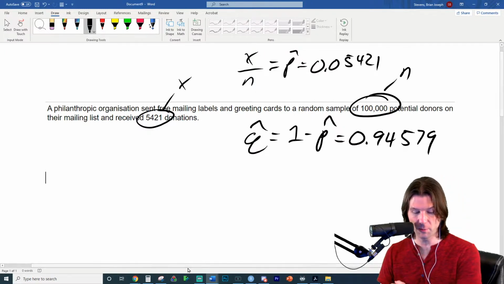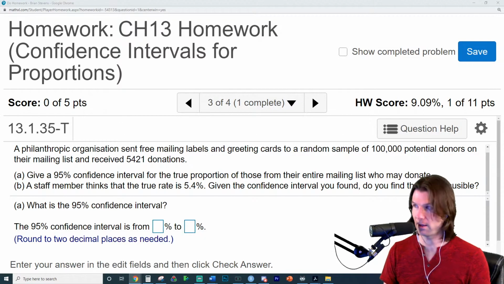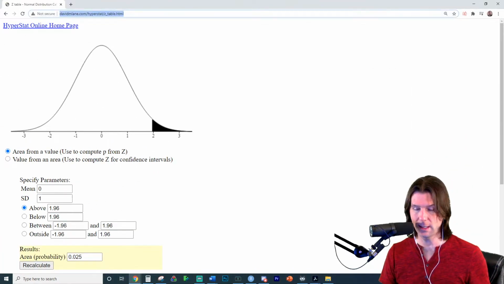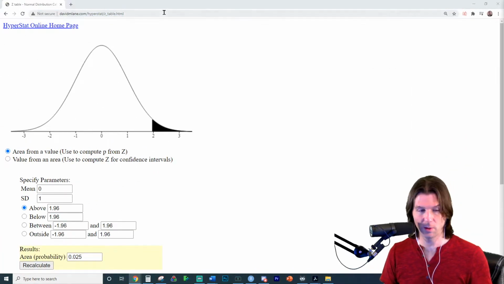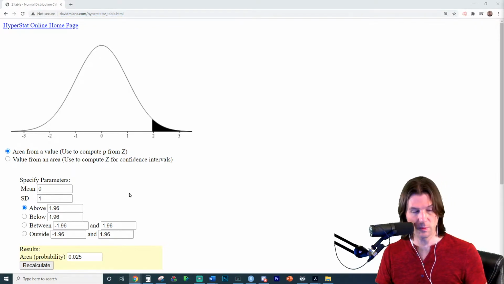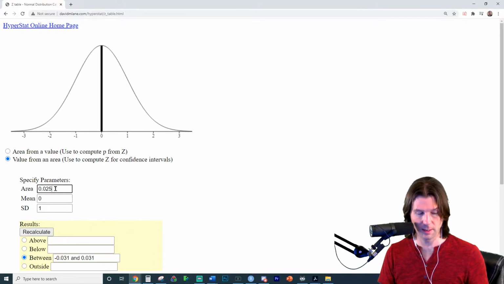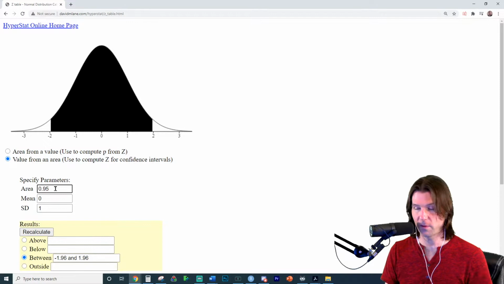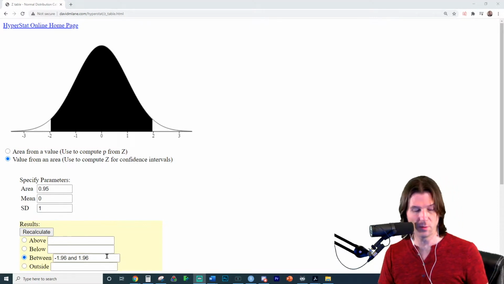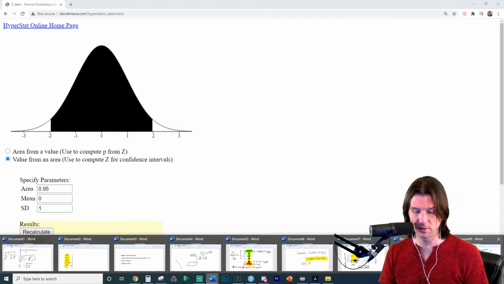And from here, we just need to know the percent confidence. And I didn't see it. It is a 95, classic 95. So you go to the David M. Lane website. Let's just drop it here in the chat. On it, we will go to value from an area, go between, and enter in 95. So these are the values for the 95% confidence interval. It's just the plus or minus z-score right here, which is 1.96. So 1.96 is the z-score we're going to use for this interval.